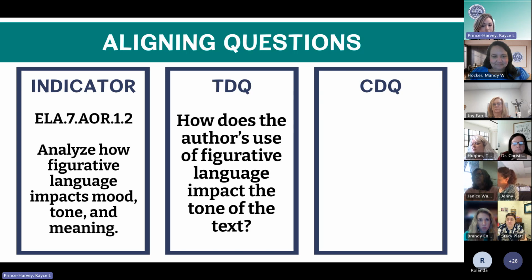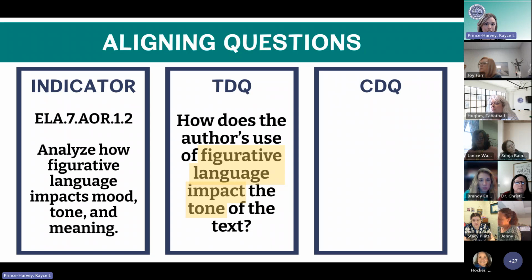Any ideas? I'd love to see some responses in the chat. Okay. Oh, I see impact used a good bit. Okay. Absolutely. So I've pulled a couple of pieces here, potentially figurative language, because it's kind of a broad term. We've got impact, then we've got tone. So those might be a little bit tricky.